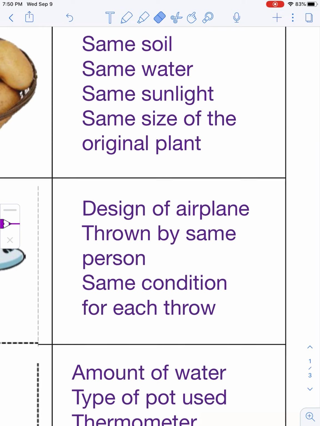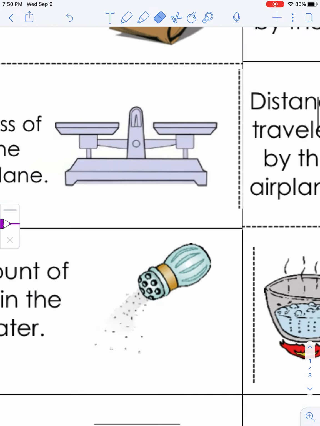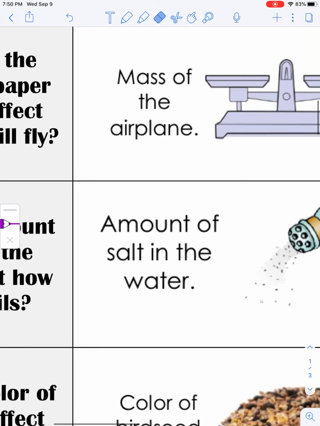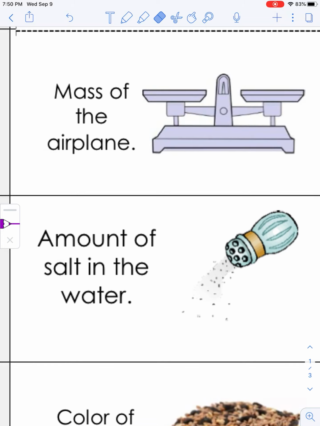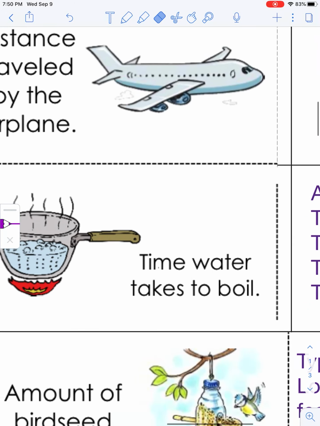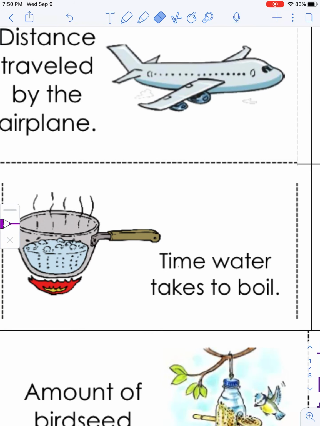You can't do one outside where it is windy and then do one inside where there is no wind. All right, let's take a look at the next one. How does the amount of salt in the water affect how fast it boils? What is the thing that we are purposely changing? The independent variable is going to be the amount of salt in the water. What we are going to then measure will be the amount of time that the water takes to boil.